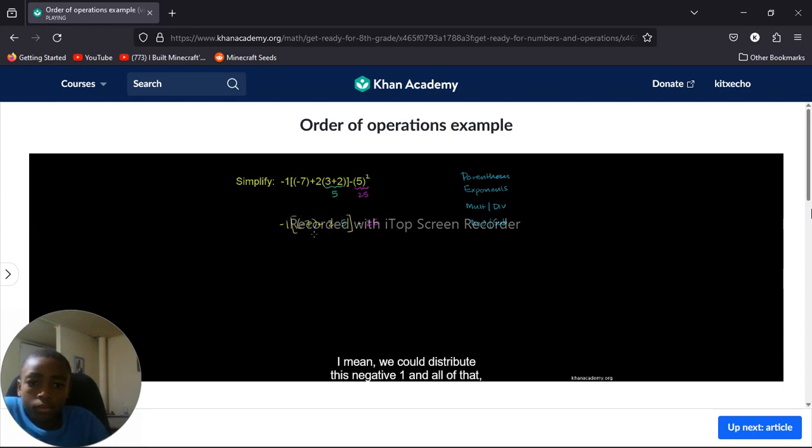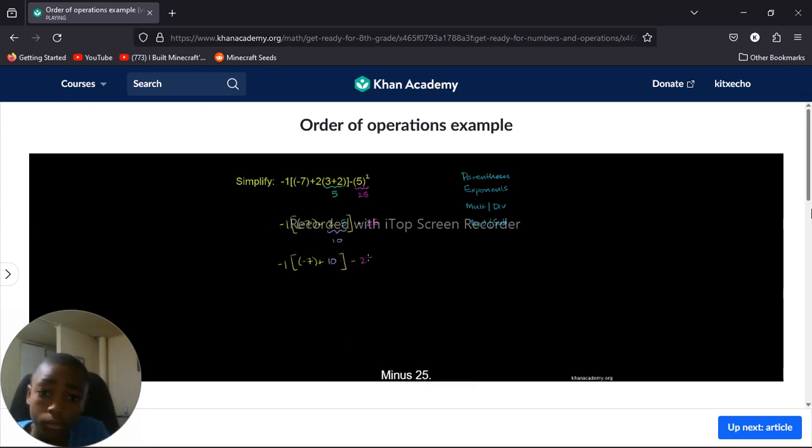In this expression, we do want to evaluate this whole expression before we do anything else. I mean, we could distribute this negative 1 and all of that, but let's just do straight up order of operations here. We want to do multiplication before we add anything. So we get a 2 times 5 right over there. 2 times 5 is 10. So our whole expression becomes, and normally you wouldn't have to rewrite the expression this many times, but we're going to do it this time just to make sure no one gets confused, negative 1 times negative 7 plus 10, and we close our brackets, minus 25.